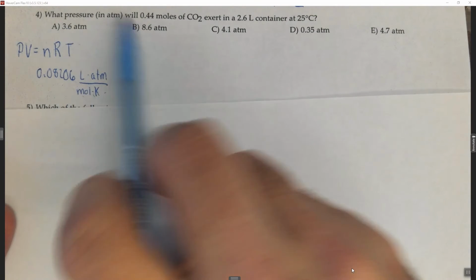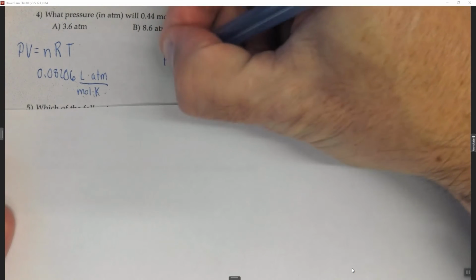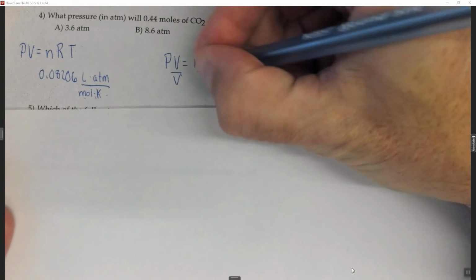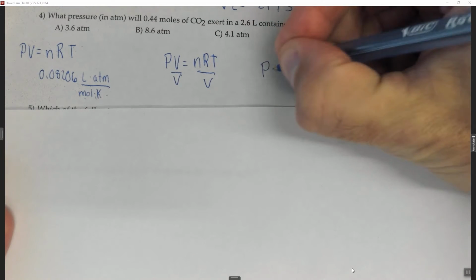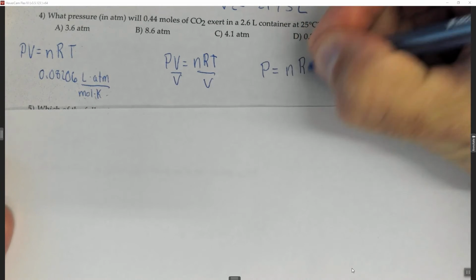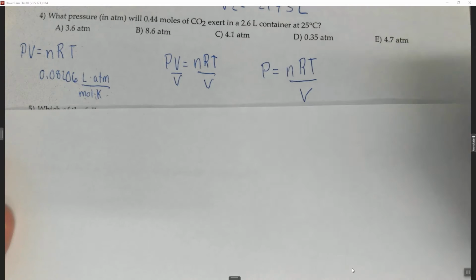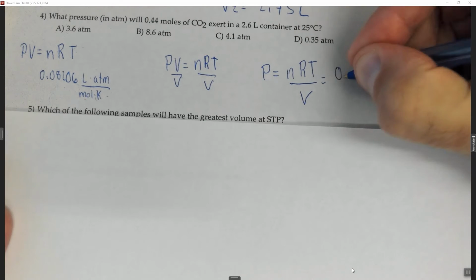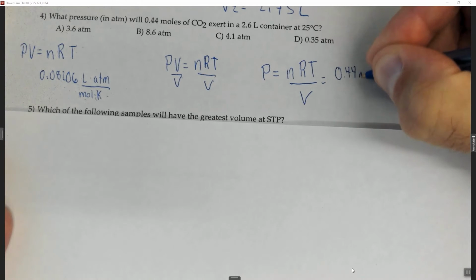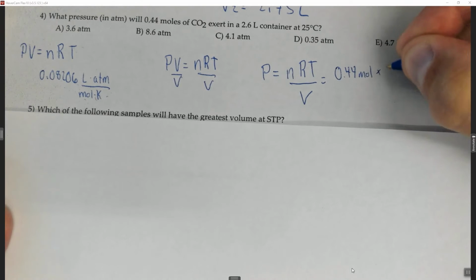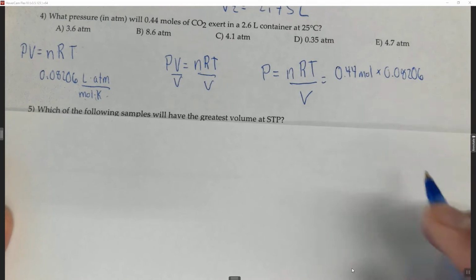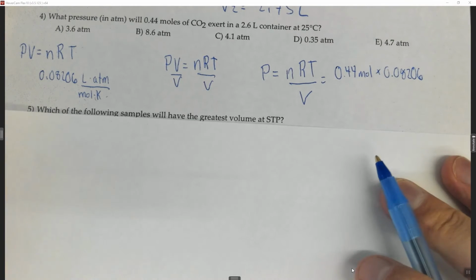So in this case, we need to know the pressure. So PV equals nRT. You can plug in and do the algebra, or you can do the algebra and plug in, doesn't matter. I'm going to divide both sides by V. P equals nRT over V. Now, I'm going to plug in. N is 0.44 moles. R is 0.08206. That's liter atmospheres per mole K. I'm not going to write it because I'm not going to have enough space.